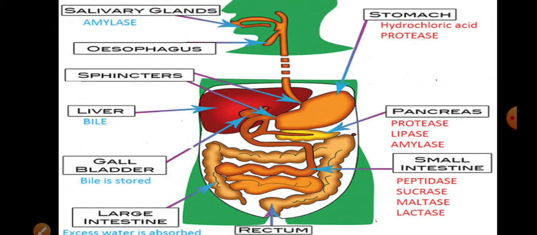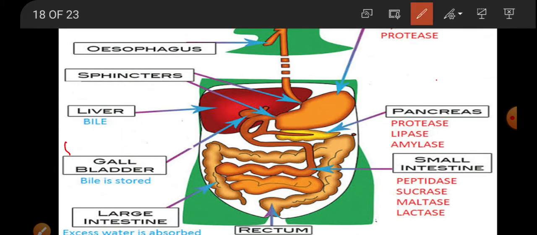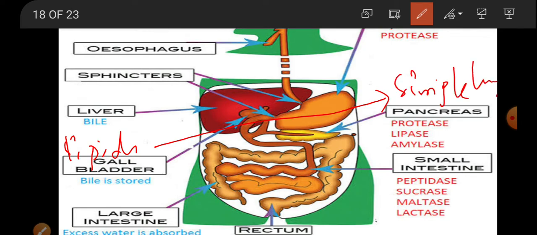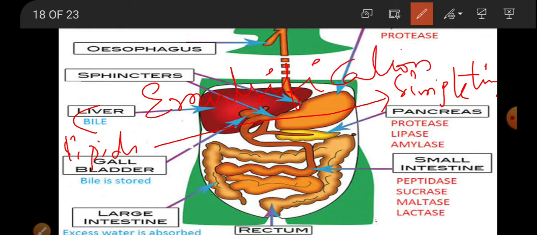And remember, the non-enzymatic juice that is secreted in our body is bile juice, which is acting on the complex lipids present in our body and breaking them into simple tiny fat globules. This process of breaking large or complex lipids into simple particles is called emulsification. What is this word? Emulsification. Emulsification is a process where fat molecules are broken down into simplest forms in the presence of bile.